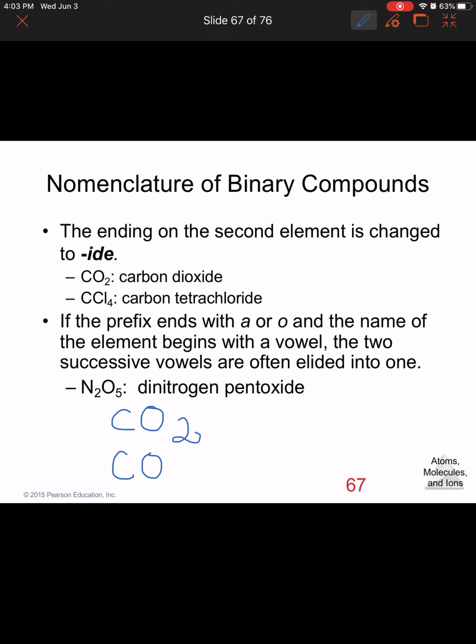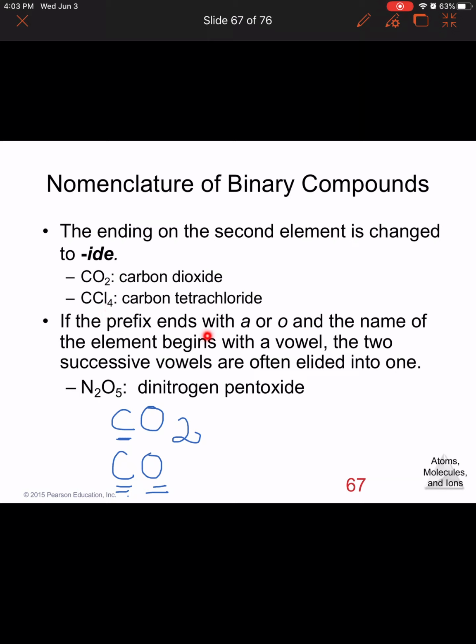So for the second element, even if you have 1, you would have to say the prefix mono. But for the first element, you don't say mono. We don't say this one as monocarbon dioxide. It's just carbon dioxide. And the second one is just carbon monoxide. We don't call it monocarbon monoxide. Okay. And then this one, CCl4, is carbon tetrachloride.